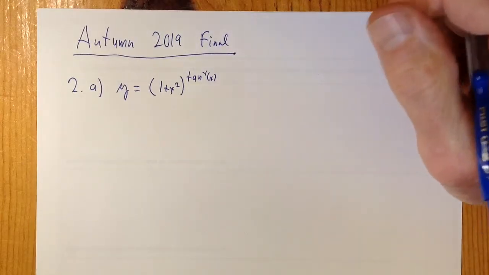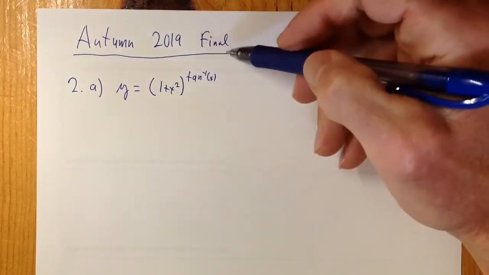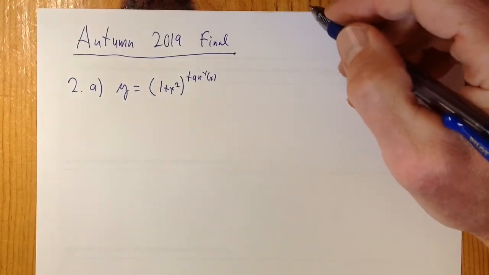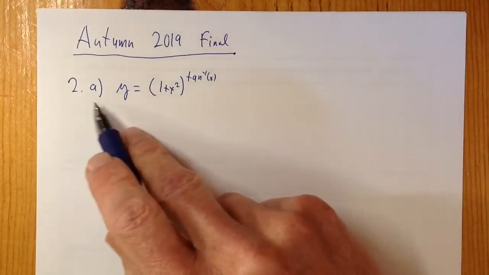Okay, let's look at some of the final problems. I'm going to be going over a couple from the autumn 2019 final. The first one I suggest you look at, and let's look at 2a, one of the trickier ones.